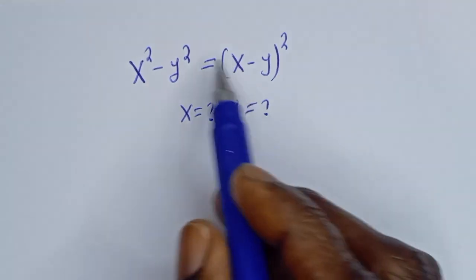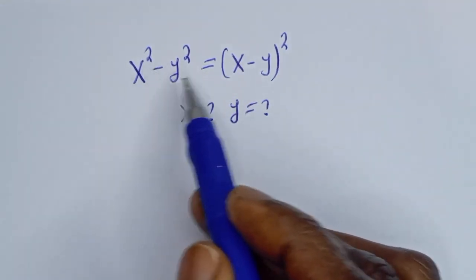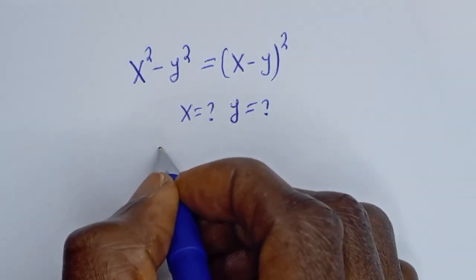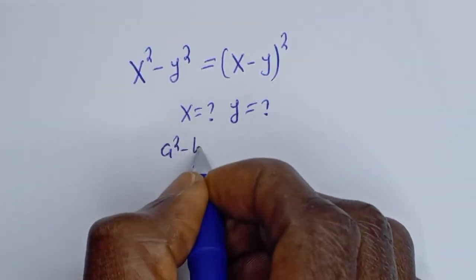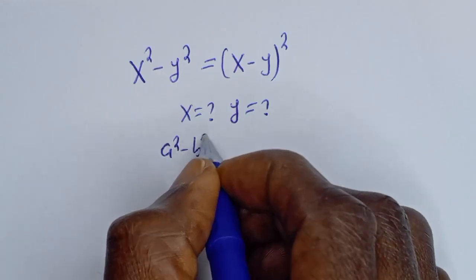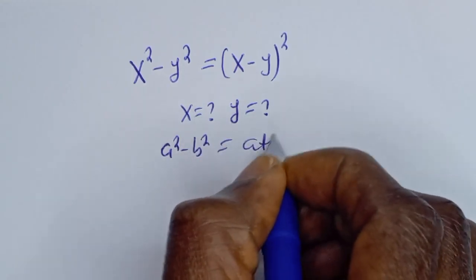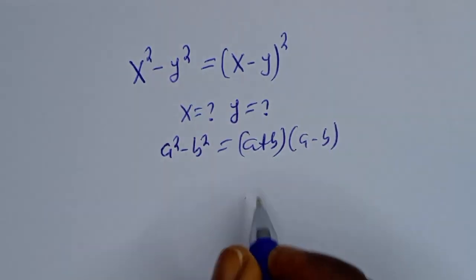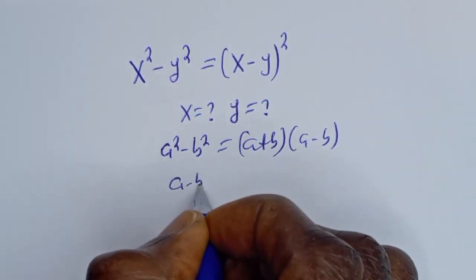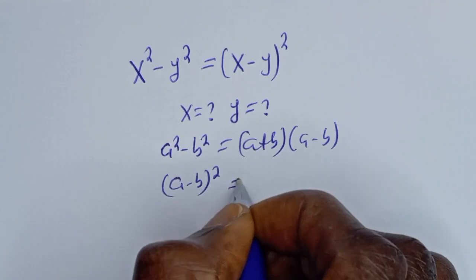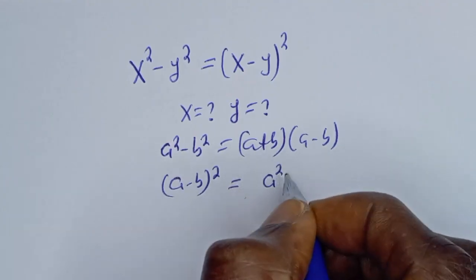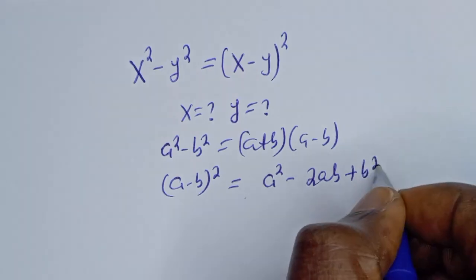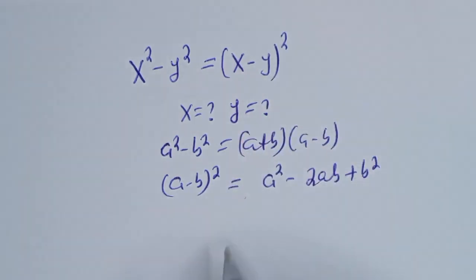Solve for x and y from this given equation: x squared minus y squared is equal to (x minus y) all squared. Take note of this. If you have a squared minus b squared, this is equal to (a plus b)(a minus b). And if you have (a minus b) all squared, this is equal to a squared minus 2ab plus b squared. Now let's substitute this for this.